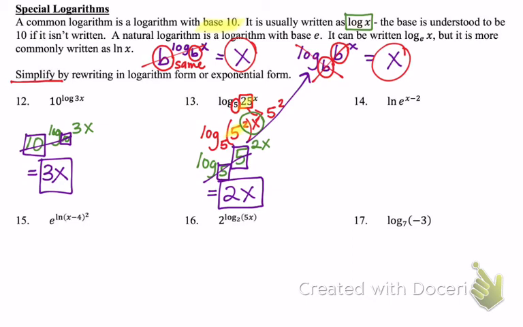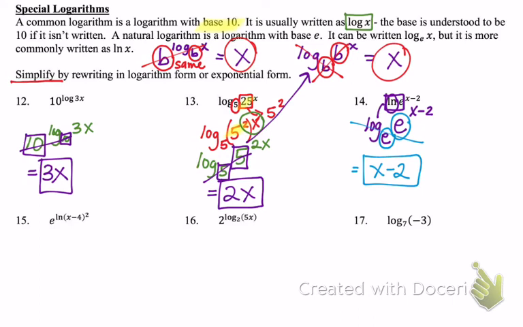Here we have natural log of e to the x minus 2. Remember that you can rewrite ln as log base e. So I'm just rewriting it as this, log base e of e to the x minus 2. Here we have e here, e here. So what happens? They cancel. And my final answer just becomes x minus 2. So you're kind of seeing a pattern that they end up just being the exponent as the answer.